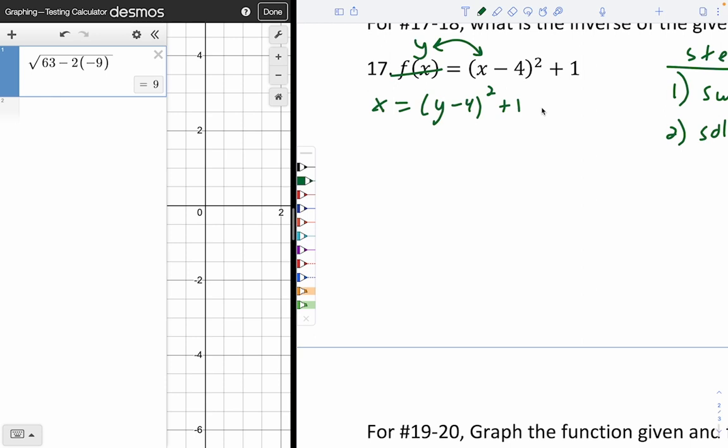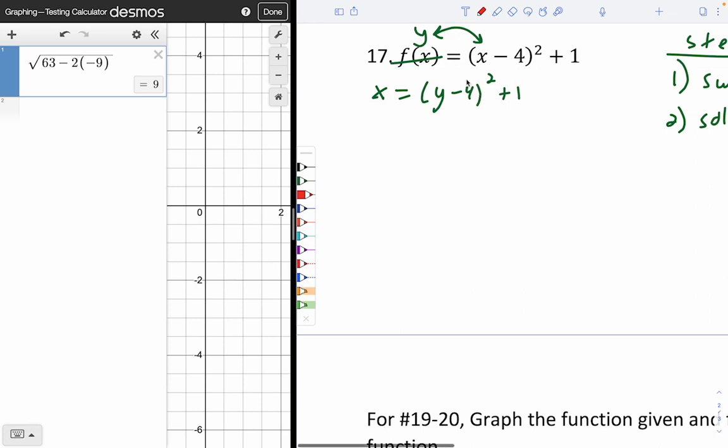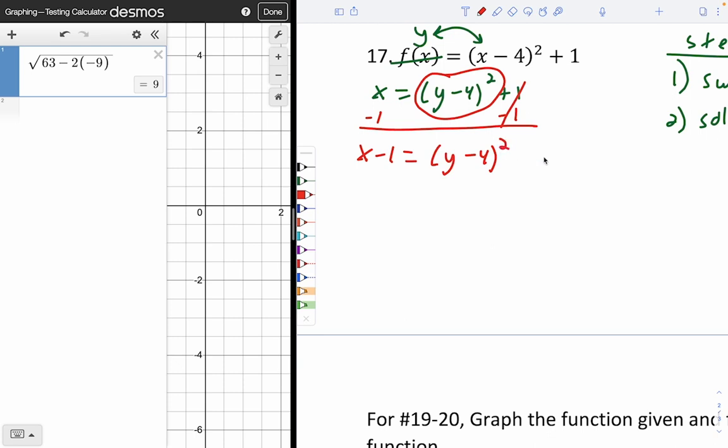All right, so now step 2 is to solve for y. To solve for y, the first thing I need to do is isolate this piece here. It's just like solving, right? You're going to isolate the square or the square root. So to isolate that, I'm going to minus the 1 over. So x minus 1 equals y minus 4 squared.